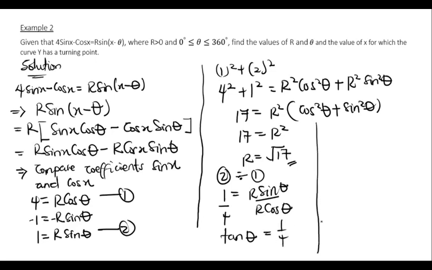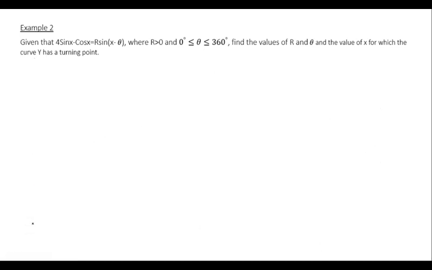So let me get some small space. So we have here theta is equal to what? Tan inverse of what? 1 over 4. So our value of theta is equal to what? 14 degrees. Okay. So let me get some space and then we continue.